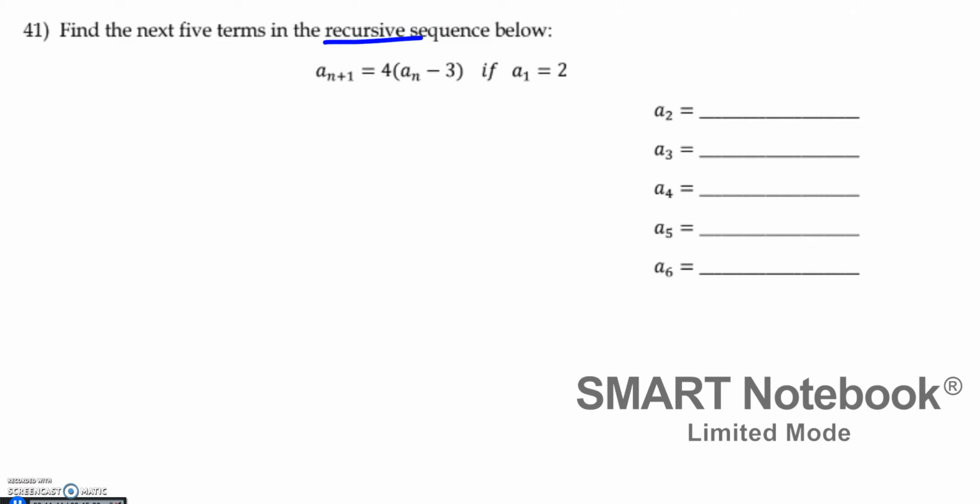And the recursive sequence says that the next term in the sequence is the previous term minus 3 times 4, if the first term is 2. We need this in order to know where to start.